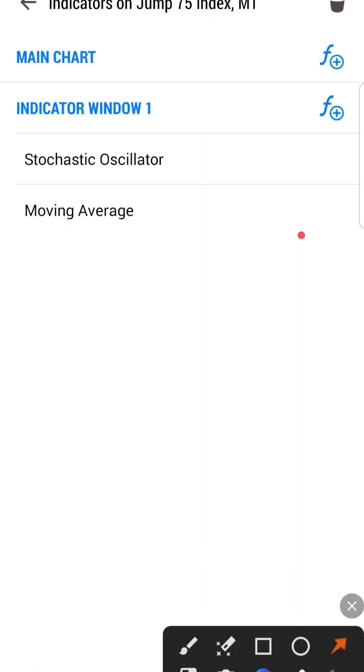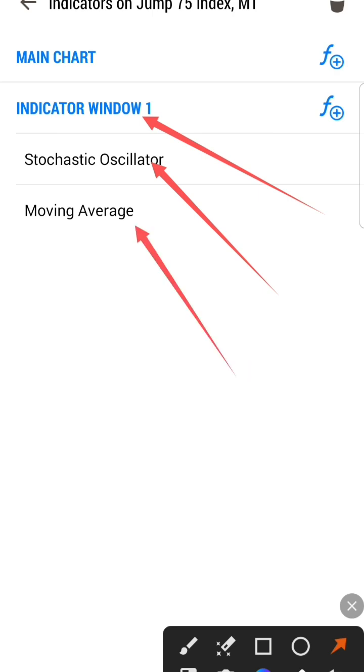On indicator windows, we have the main chart, and then we have the indicator window one. So we are going to use the indicator window one. On indicator window one, we are going to use the stochastic accelerator and then the moving average. So let me show you the settings of the stochastic and the moving average.